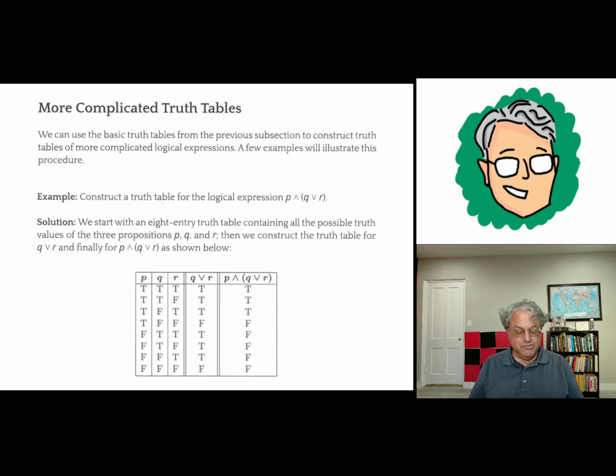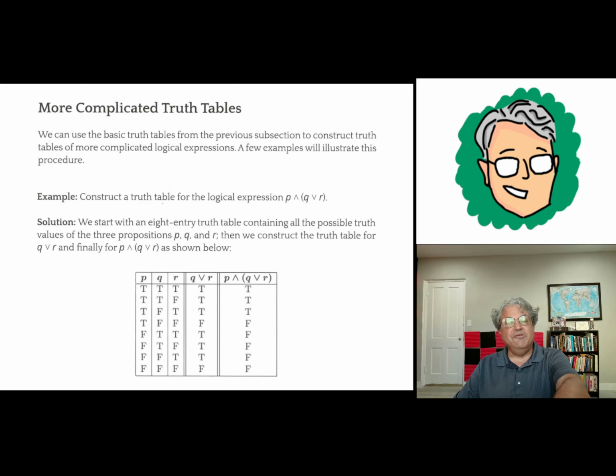That makes P and Q or R false. You only need one of these to be false. And then for the 5th through the 8th rows, I think you can see P is false for all of those. And we don't really care about what Q or R is in those cases because false and anything is false. So that gives you the truth values. This is the truth table of the logical function P and parentheses Q or R.